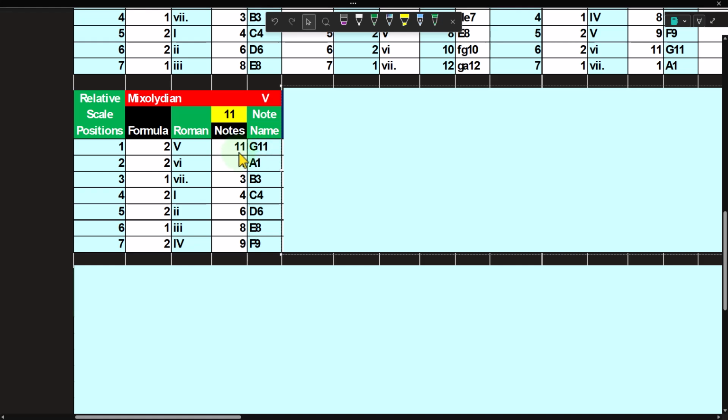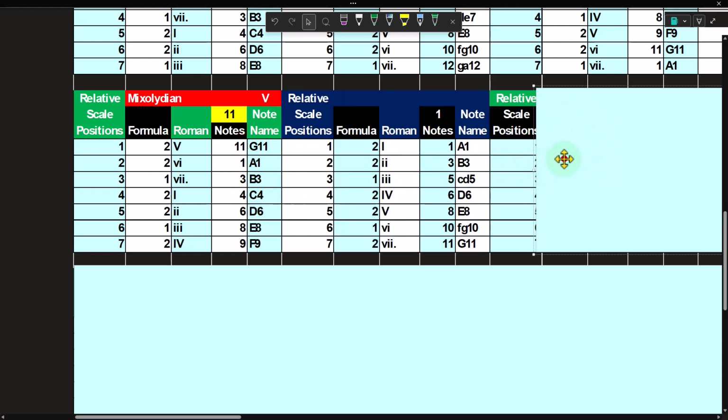And then we start the formula from that point down. So it's whole, whole, half, whole, whole, whole, half. And we're going to start from this whole, right? 11 plus 2 is 13 minus 12 is 1. 1 plus 2 is 3. 3 plus 1 is 4. 4 plus 2 is 6. 6 plus 2 is 8. 8 plus 1 is 9. 9 plus 2 is 11. And then we can apply that formula all the way across.